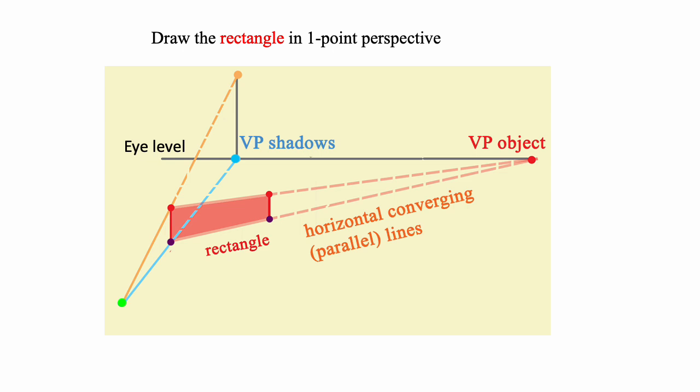To find the shadow of this rectangle, let's put it in one-point perspective. So draw the vertical lines for both sides and have the tops and bottoms of those sides converge toward the same vanishing point on eye level. Eye level is the location of the viewer's eye in space, so we're looking down at this rectangle. Whenever lines converge toward a vanishing point on eye level, they must be horizontal with the ground. So these are horizontal converging parallel lines.